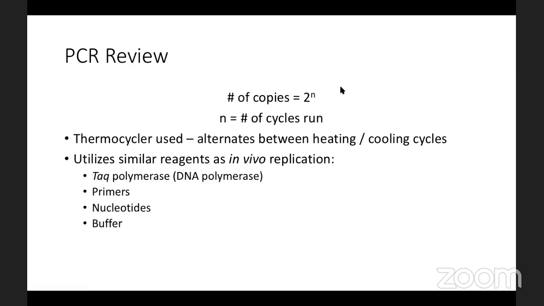Usually PCR reactions, you see them running around 30 cycles. And so you end up with 2 to the 30th power copies of DNA, which is on the order of billions of copies of DNA.